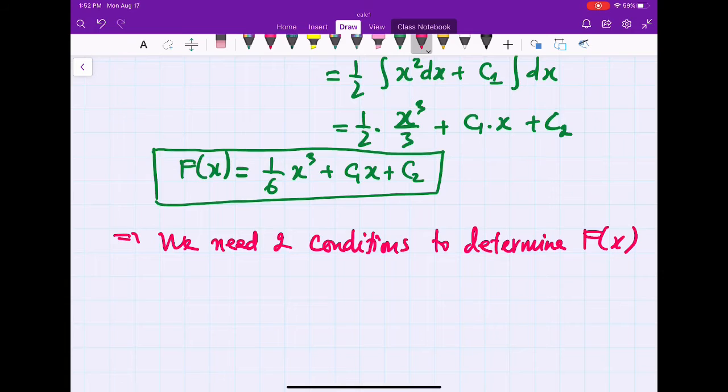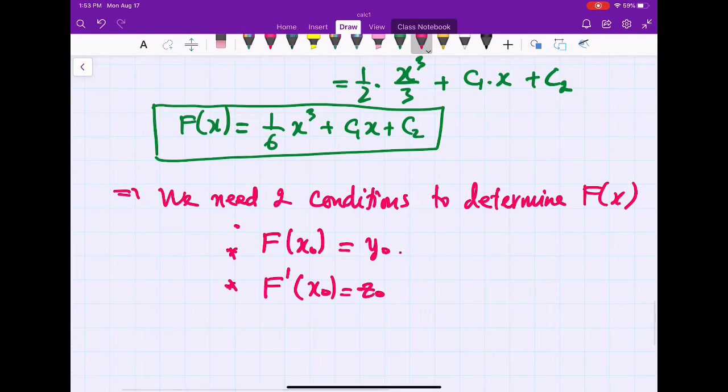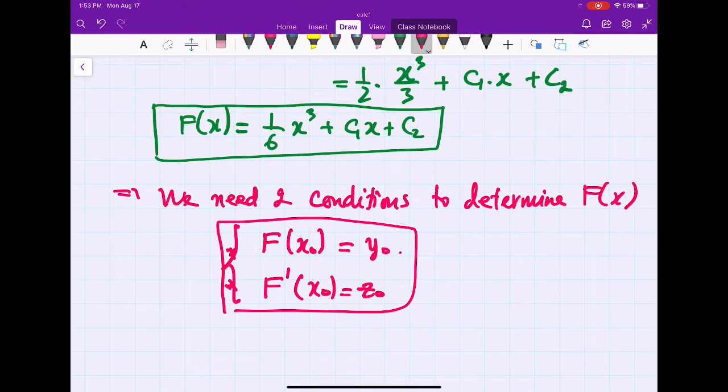So one condition is for the function, and another condition is for the first derivative. Does that make sense? So you see, in this situation, we need two initial conditions, but one is about, for example, f of x0 equal to y0. That is for the function. And the second condition is f derivative at x0 equal to, let's say, z0. Okay, so if you have these two conditions, you may solve for C1 and C2.